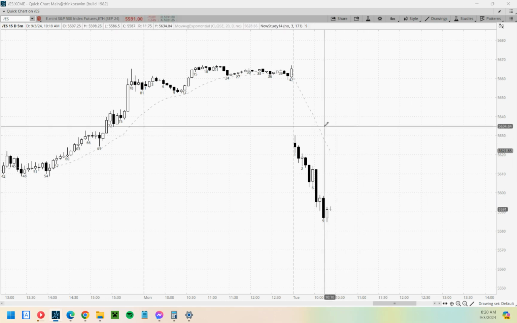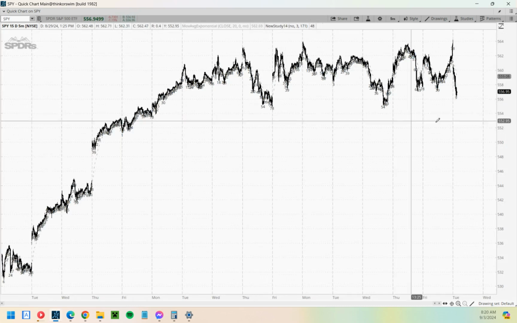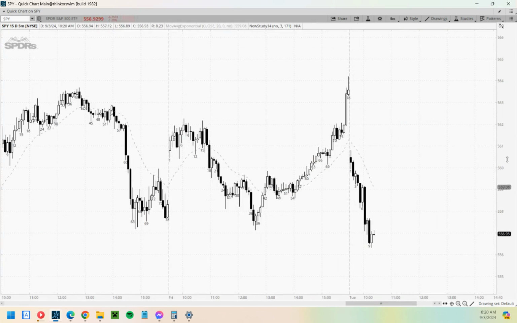You can see now the moving average on the E-mini and the moving average on SPY are pretty similar. So okay to just look at the E-mini now, I think.